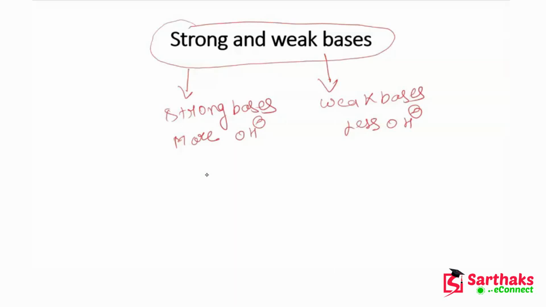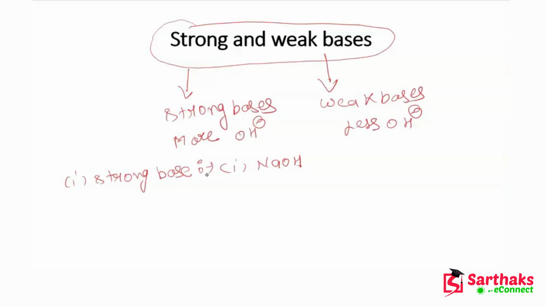I hope this is clear to you. Let me give you some examples of strong and weak bases. The first example of a strong base is NaOH, which is sodium hydroxide. Sodium hydroxide is a strong base.